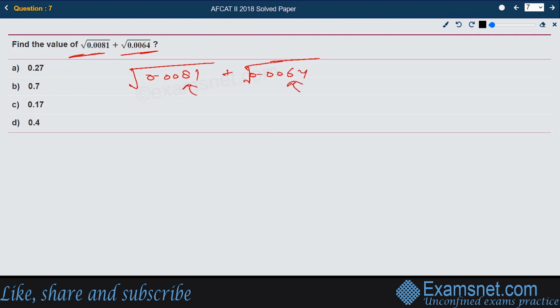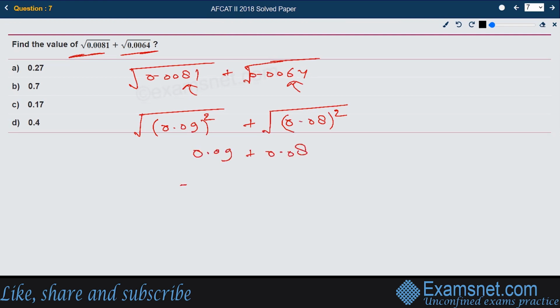So obviously we can write it as under root 0.09 square plus, similarly I can write this as 0.08 square. The square and under root get cancelled, so I am left with 0.09 plus 0.08, and if I add them, I'm going to get 0.17. So that is the answer, which is given in option number C.